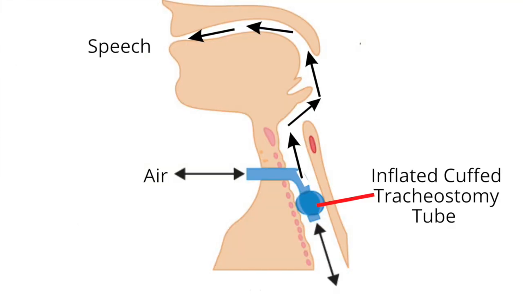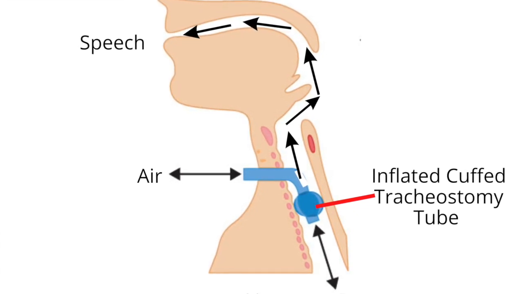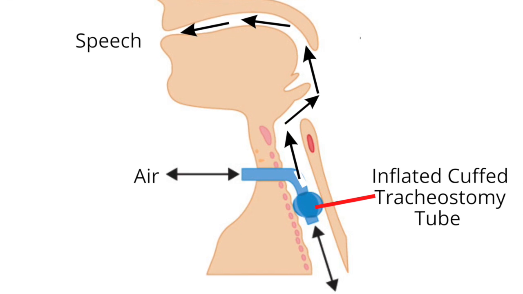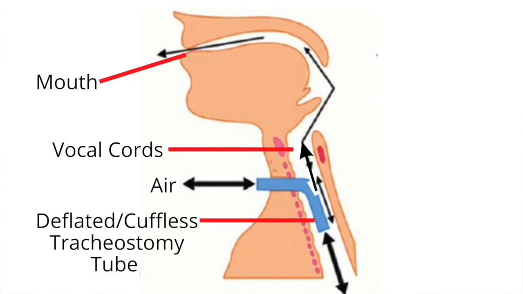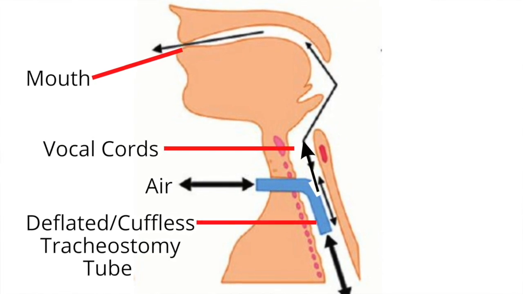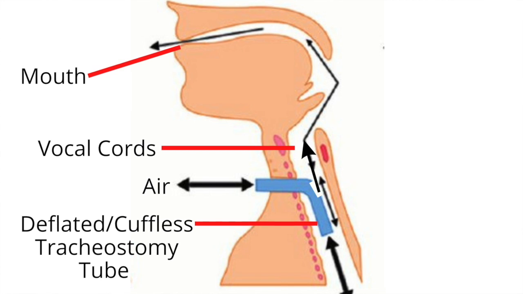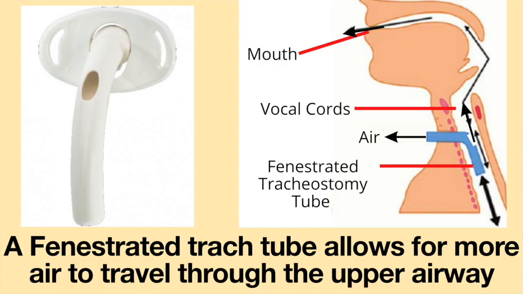When the cuff on the tracheostomy tube is inflated, fenestrations can allow for some air to pass through the tracheostomy tube and up the airway to allow for speech. When the cuff is deflated, or if a cuffless tracheostomy tube is being used, airflow is redirected around the tracheostomy tube as well as through the fenestrations and passes through the upper airway. A fenestrated tracheostomy tube can allow for more air to flow up the airway than non-fenestrated tracheostomy tubes.